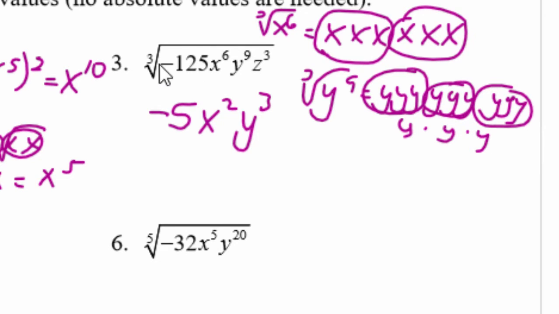All right, and then the cube root of z cubed is just z. That's a perfect cube, right? Okay. So here's our answer. Oops, sorry about that, but don't forget our negative sign. All right. Go to the next one.